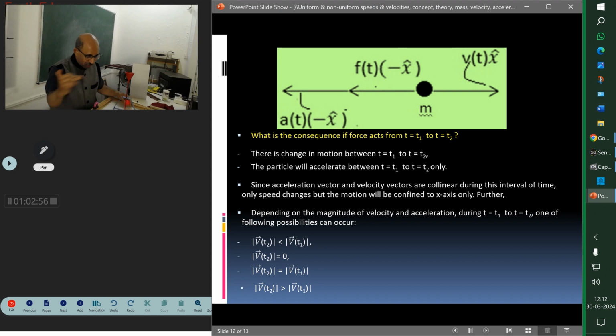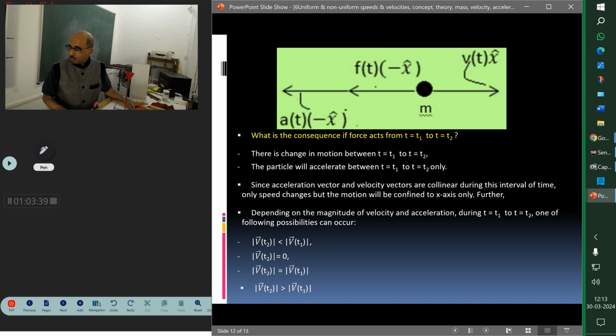If we want to explain horizontally, take your cycle moving like this, and you pull it. While you pull, its speed was 10 meters per second. As you pull, that speed goes on becoming 5 meters per second, 2 meters per second, 1 meter per second, 0. And you continue to pull, then the speed starts increasing in this direction, 1 meter per second, 2 meters per second. At this point again the speed is 5 meters per second. So modulus Vt2 is equal to modulus Vt1. Got it now? Yes, sir.